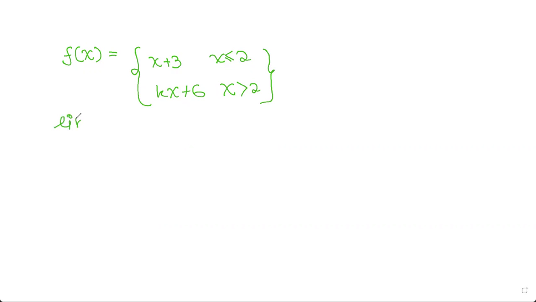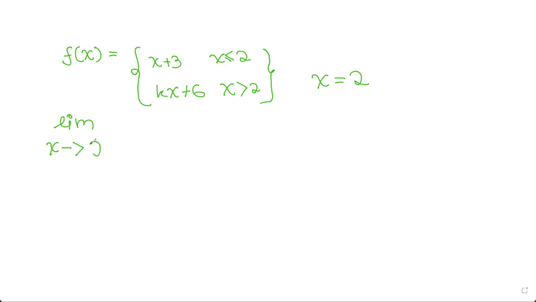We have to find k if limit x... So we have to find k so that f will be continuous at x equals 2. That's what the question says. So at x equals 2, f of x has to be continuous, and we have to find the value of k for which that holds true.